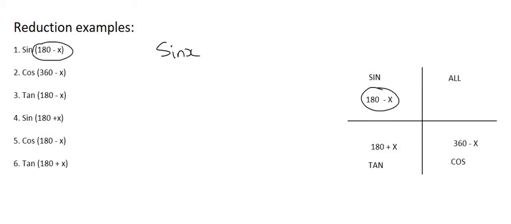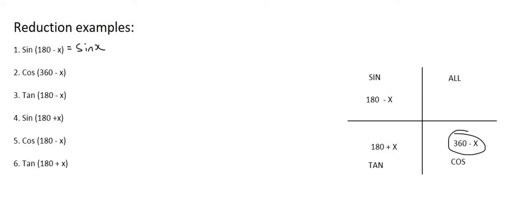Well, because it's in the quadrant where sin is positive, then it means that the answer will simply be positive. And so that answer is just sin x. Next is cos of 360 minus x. So 360 minus x is on the diagram. So we know that we can definitely have cos x as our answer, but then we need to see if it's positive or negative. Because it's in the quadrant where cos is positive, this answer will just be cos x.